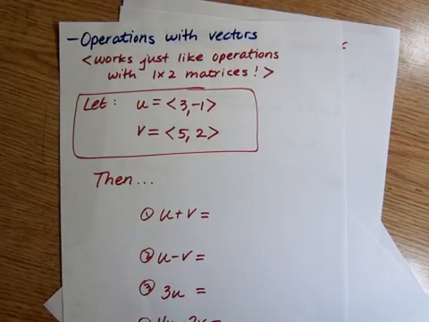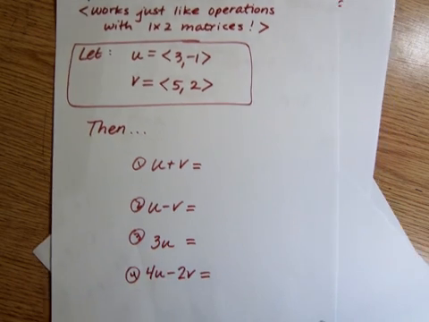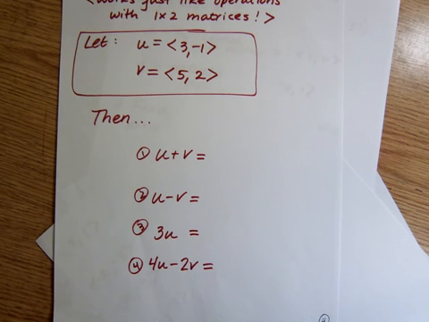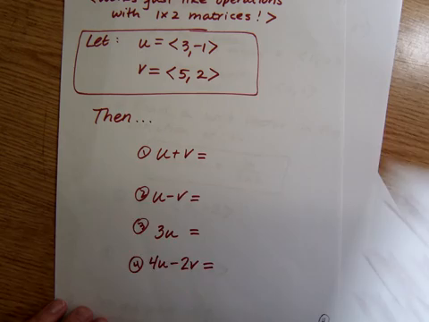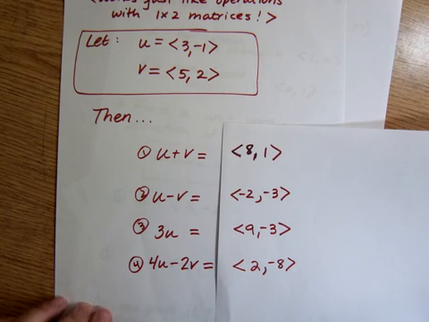Next, operations with vectors. You add them, subtract them, multiply a number times them, just the same way we do with matrices. You're also going to multiply them times each other, kind of like the way we do with matrices, but we're not doing that yet. Okay, so when we did this, we got the following answers right here.